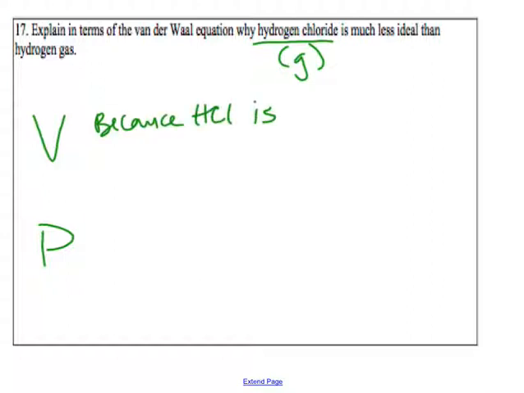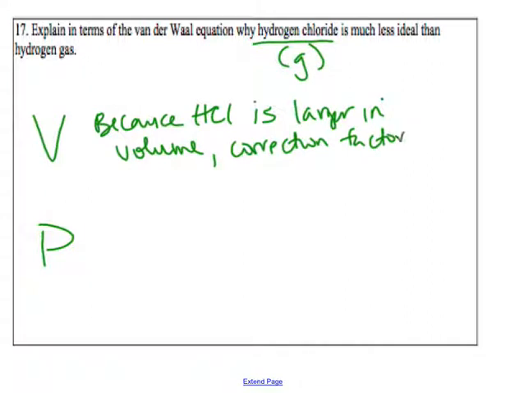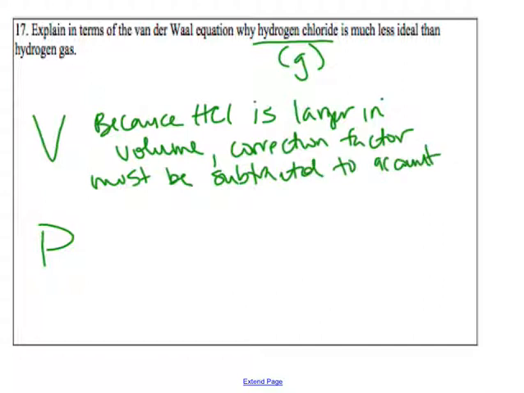Volume, because it is larger in volume, a correction factor must be subtracted to account for extra volume. So that's volume. Now, how does this affect pressure?